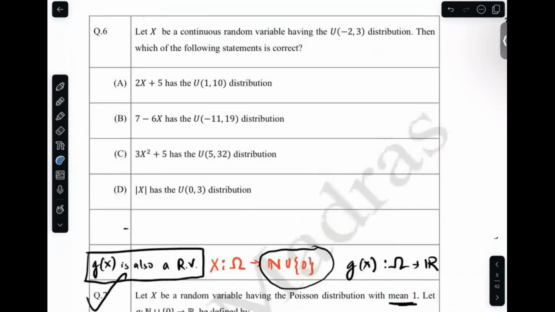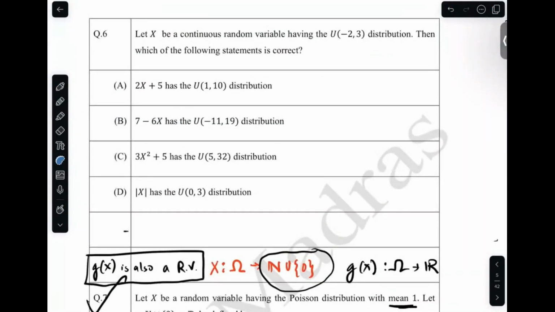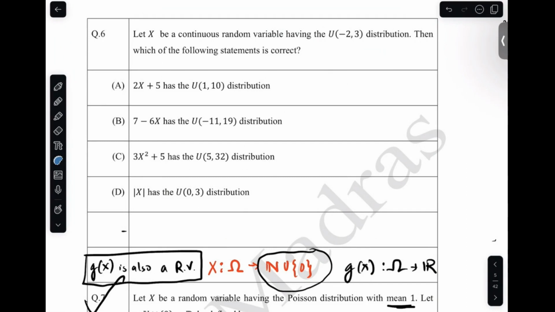So let me start with this question. We have started the discussion last day, and we have done a bit of discussion last day. So let's complete the discussion today from scratch again. So what does question number 6 of IIT JAM MS 2024 speak about? It's asking that you're given a continuous random variable X, which is uniform(-2, 3).